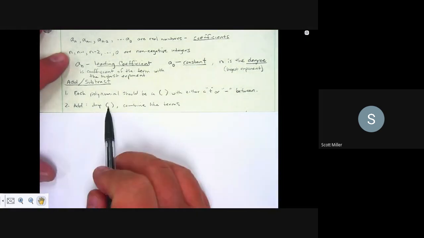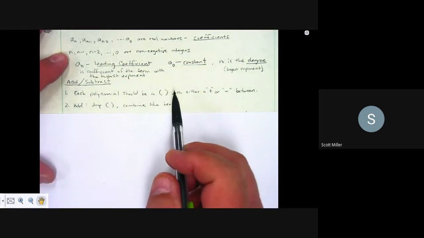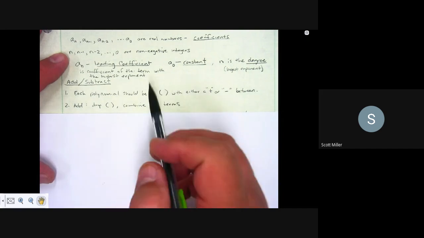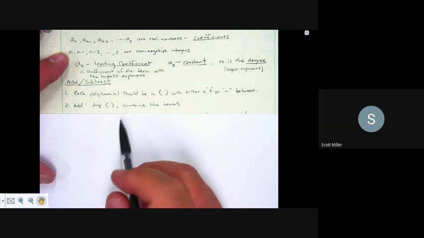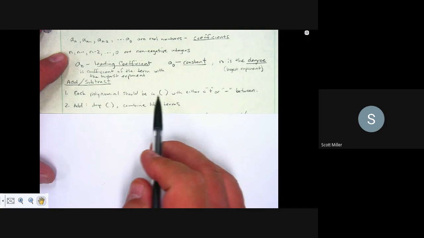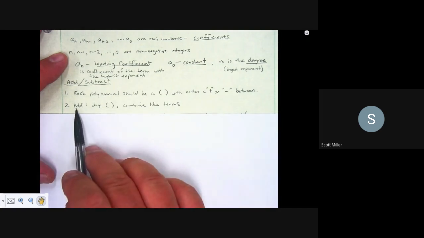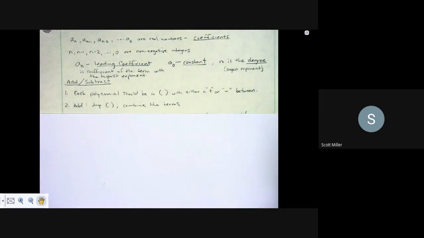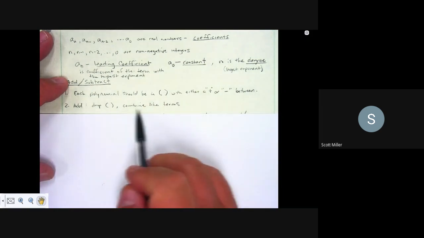If you are just adding, then the parentheses aren't serving any purpose, okay? Unless there's a number in front of the parentheses, and we'll talk about that at a later date. But just two polynomials that you're adding or subtracting. If I'm adding, remember order of operations, when we solve things, if there's parentheses, we need to get rid of them. So we want to drop the parentheses because they're not doing anything. And then simply combine like terms.